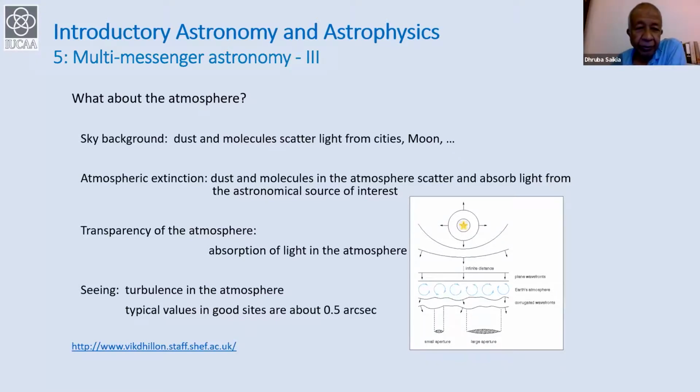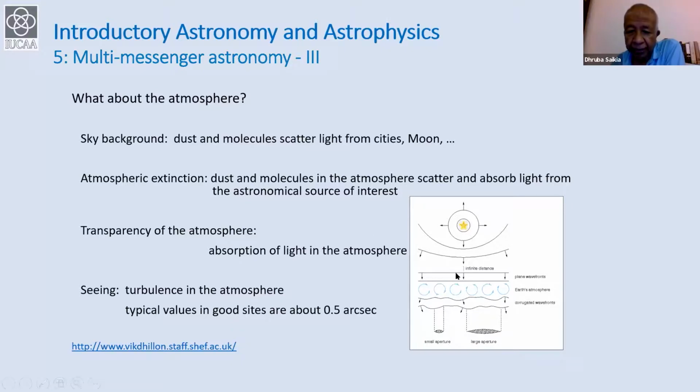But in addition to the limits set by diffraction, the atmosphere also plays a role in the kind of images that we get. Obviously, how deep we can see would depend on the sky background, and dust and molecules scatter light from the cities, from the moon, which affects the amount of light over there. Then there is also atmospheric extinction, because the dust and molecules in the atmosphere scatter and absorb light from the astronomical source of interest. And that is something one corrects for while getting magnitudes of these objects. Transparency of the atmosphere, absorption of light in the atmosphere. And the important aspect in terms of resolution is the turbulence in the atmosphere.